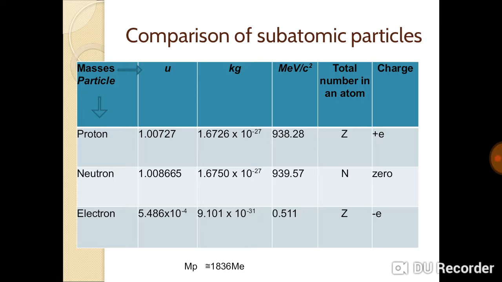In an atom, there are Z number of protons, Z number of electrons and capital N number of neutrons. The charge on neutron is 0. Electron possesses minus e charge while proton possesses plus e charge. As the total positive charge inside the nucleus is exactly balanced by negative charge of electrons outside the nucleus, hence net charge on atom is 0 and thus atom is electrically neutral.